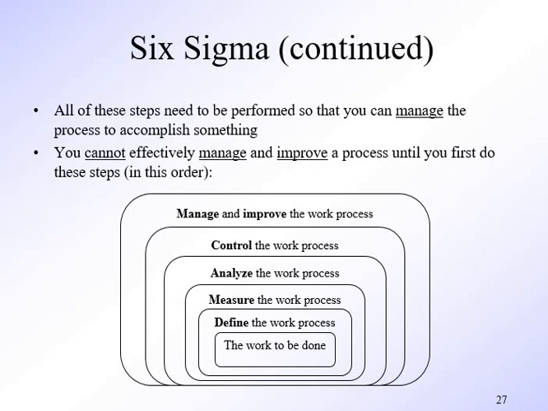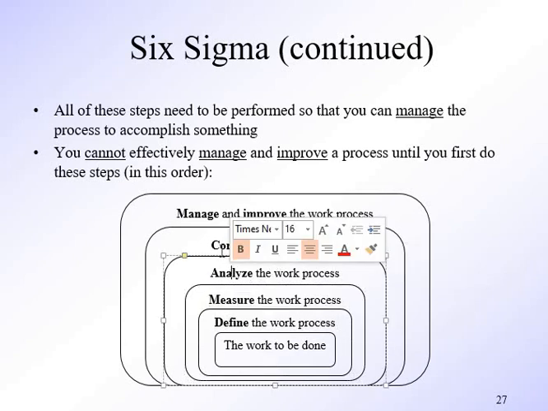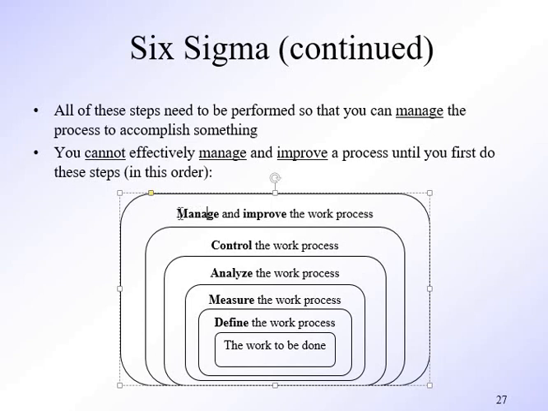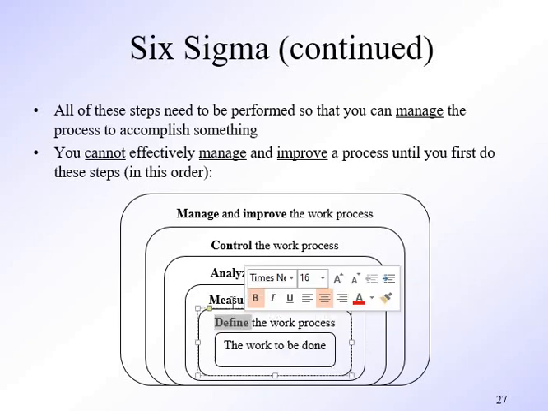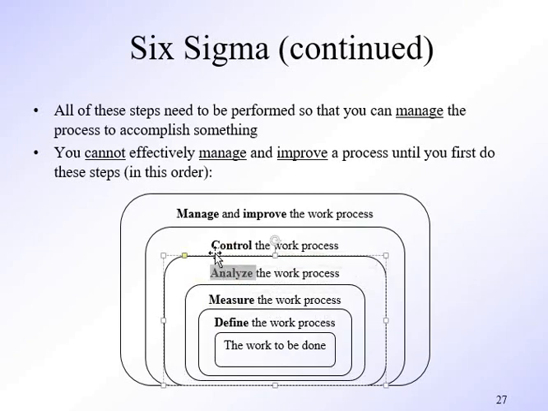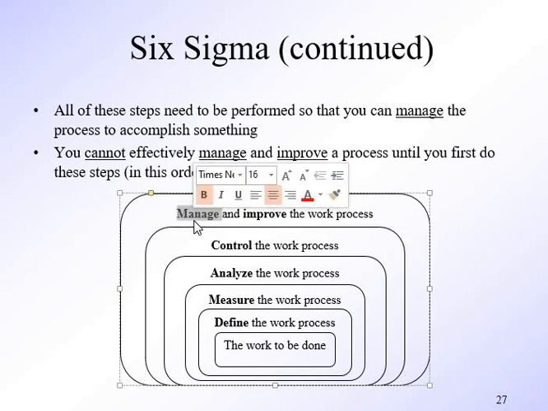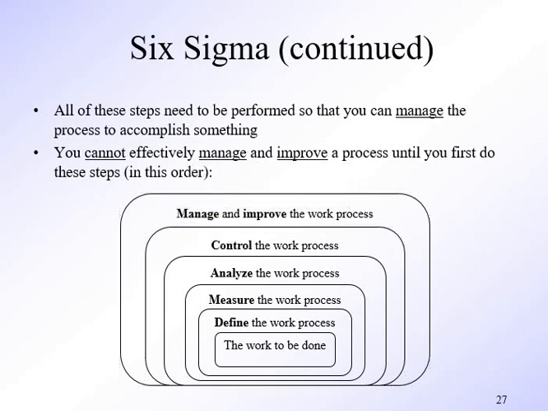So all of these steps need to be performed so that you can manage the process to accomplish something. You cannot effectively manage and improve the process until you first do the three steps. So first of all, identify the work to be done, define the work process, measure the work process, analyze the work process, control the work process, and manage and improve the work process. This is nothing but the Six Sigma principle.